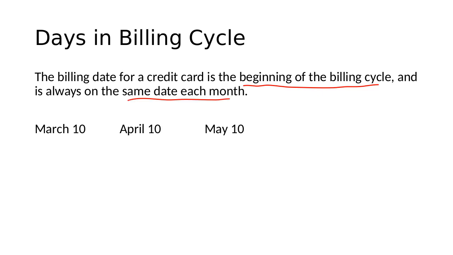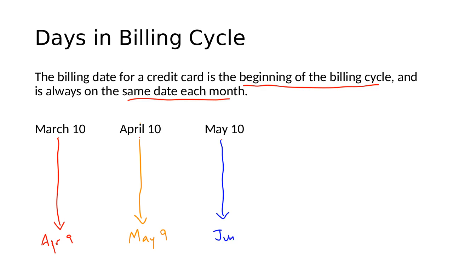What I mean by it's on the same date each month is if your billing date is on the 10th, it would be on March 10th, and then the next one would be April 10th, and then the next one would be May 10th, and then so on. And that would be the start of the billing cycle. So a billing cycle that starts on March 10th would go all the way through until April 9th, the day before the beginning of the next billing cycle. And the next billing cycle starts April 10th, and that'll go through to May 9th. And then the next billing cycle would start on May 10th and go all the way until June 9th, and so on and so on.